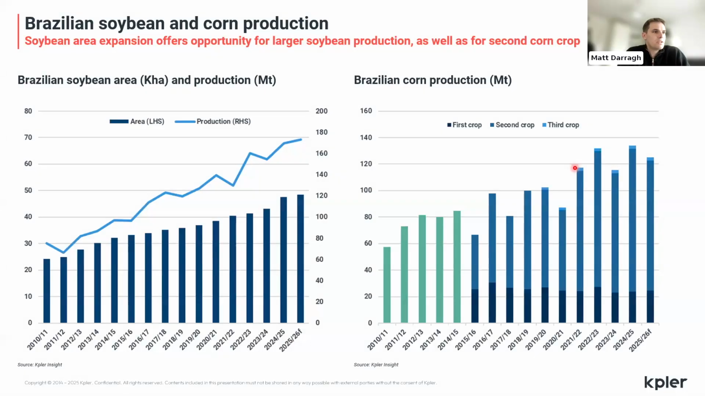So as we can see, the chart on the left is showing you Brazilian soybean area and production. We've got the time series starting from the 2010-11 marketing year. And one key thing to look at initially is the area. So over that time series, we've consistently seen area expansion in Brazil off the back of relatively profitable or encouraging margins. And as we can see, it's no different from 24 to 25.